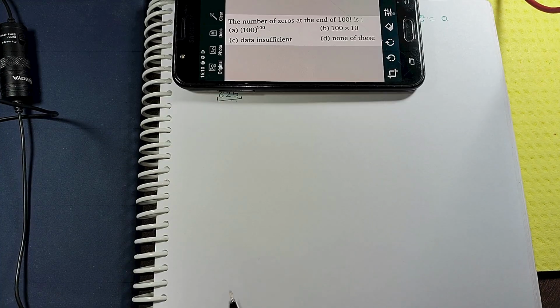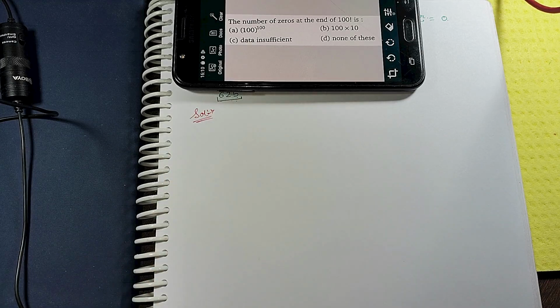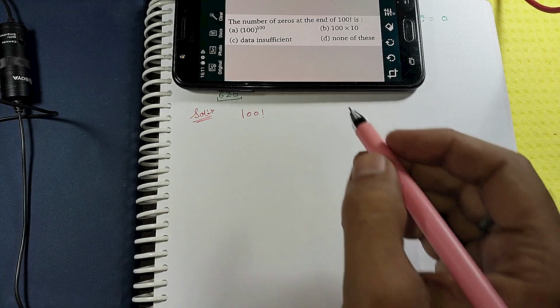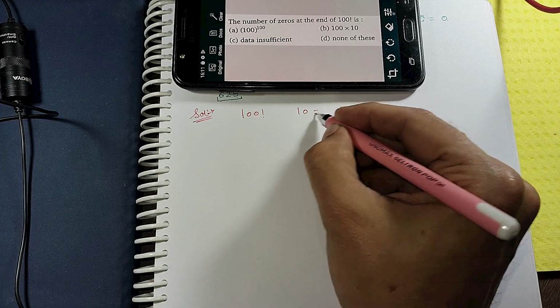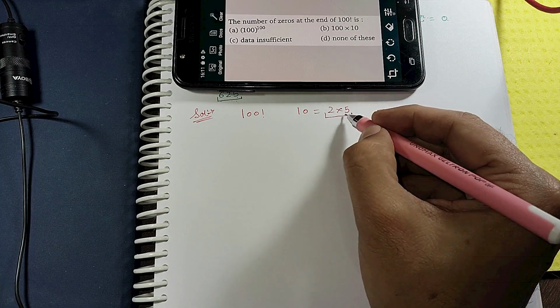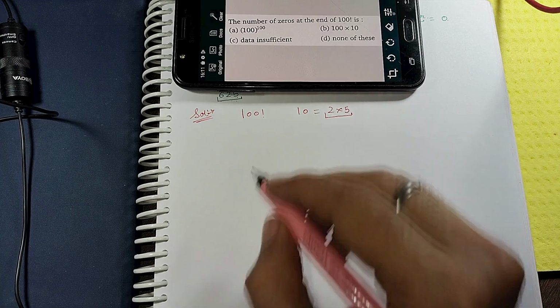The number of zeros at the end of 100 factorial is. So now this is a new category of question. We need to find the number of zeros at the end of 100 factorial. We know that zeros can happen only when there are tens, which is basically 2 into 5. So the minimum power out of this 2 and 5 will yield us the number of zeros, right?